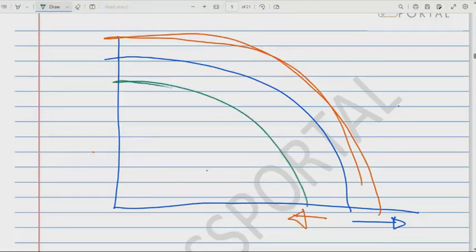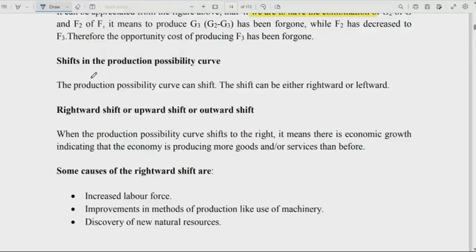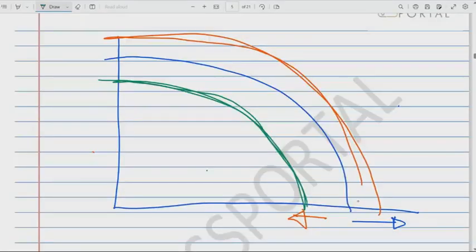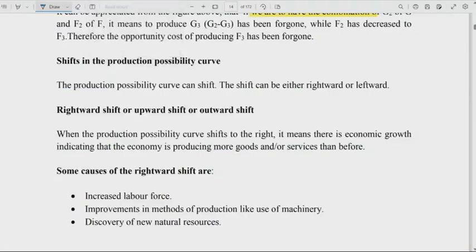So this is basically the shifting. We have two: the rightward shift and the leftward shift. Let's first look at the rightward shift, which is also called the upward lift or the outward lift. You can see now this one, right? It seems to go outwards. It's going out, or it seems as if it's going up. If we look at this perspective, it's going up, right? So it's the same thing: the rightward, the upward.